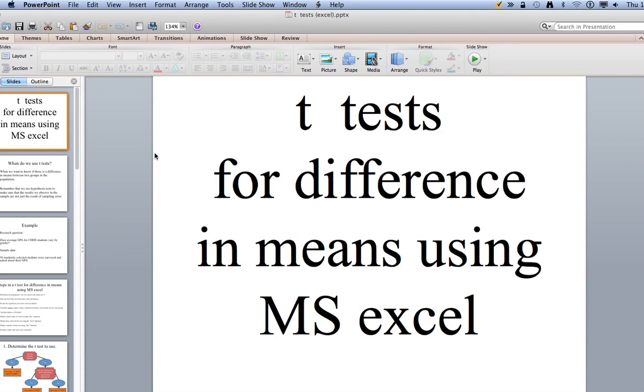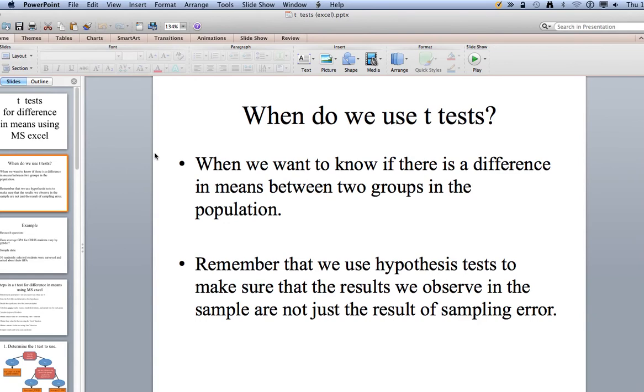Hi, welcome to this video on doing t-tests for differences in means using Microsoft Excel. Let's start with a reminder of when we use t-tests.